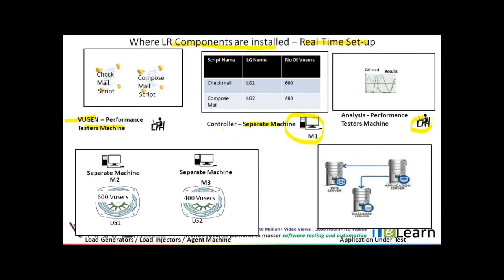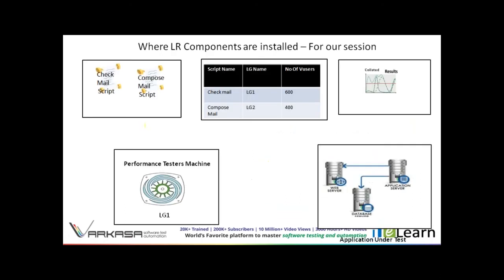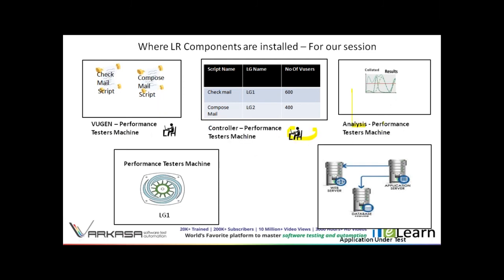We have discussed this before the break, but now for our session, what is the setup? Vusion is installed on your desktop only, the desktop with which I am sharing the screen, and the controller is also installed on your machine only, and analysis is installed on your machine only. And for our setup, we have only one LG, which is LG1, which we call load injectors or agent machine as well. That is installed on your machine.